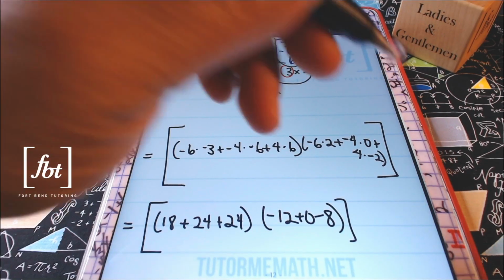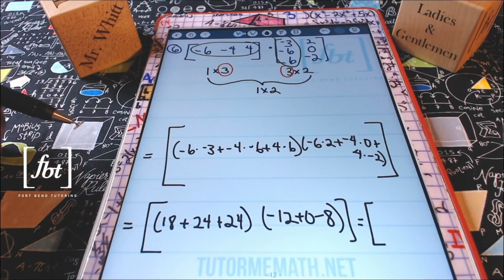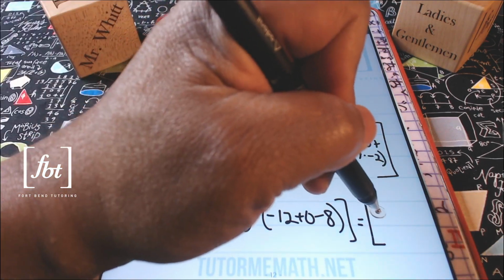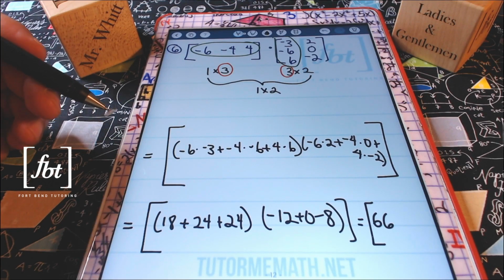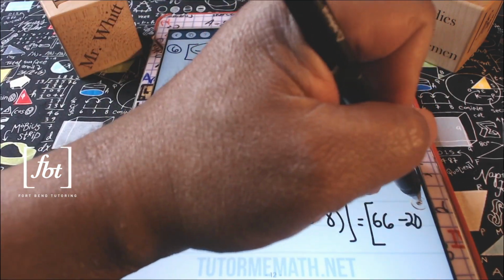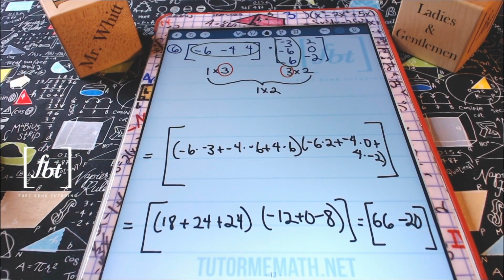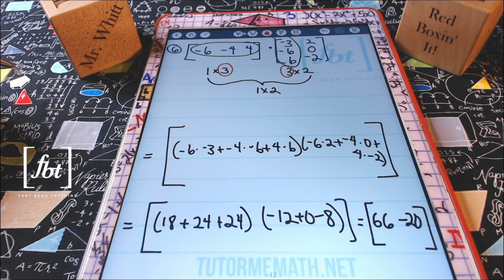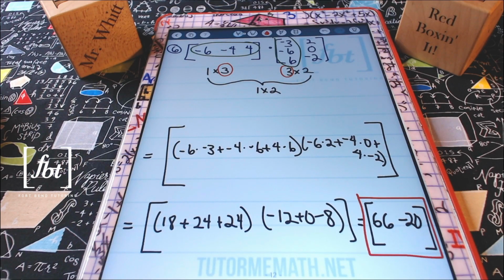All right, let's go ahead and combine these values for our result. 18 plus 24 is 42. 42 plus 24 is 66. -12 plus 0 is -12. -12 minus 8 is -20. Ladies and gentlemen, this is the answer right here. Red box it. There we go. That is the answer to problem number 6, guys. 66, negative 20. That's our result. Let's move on.